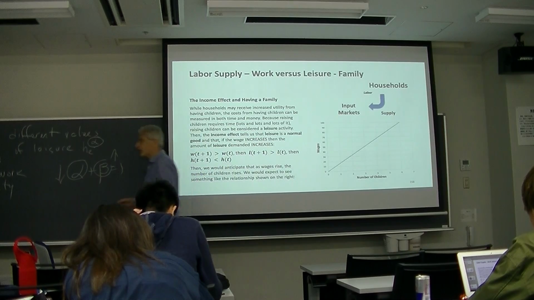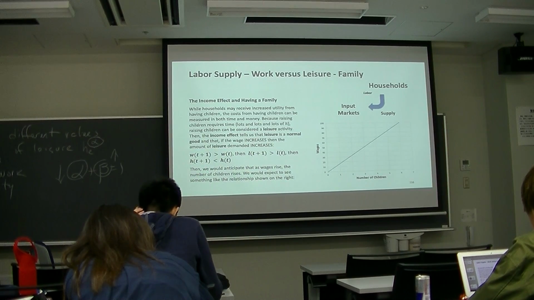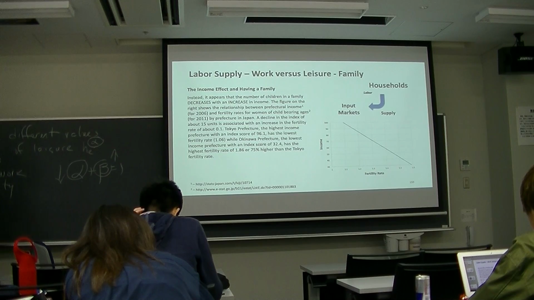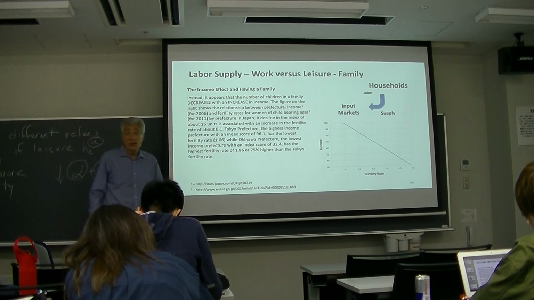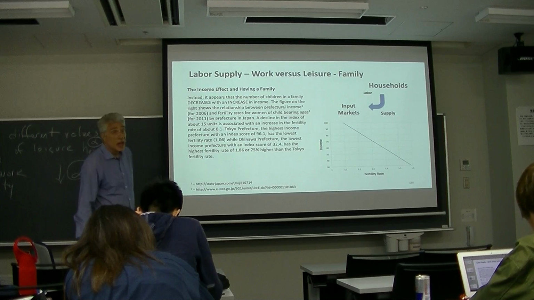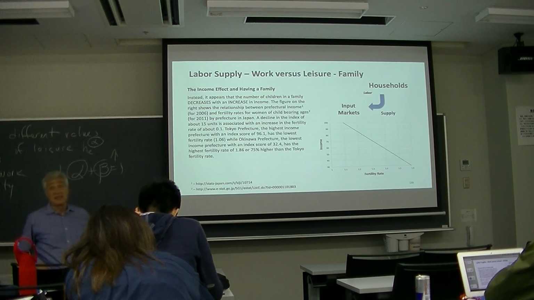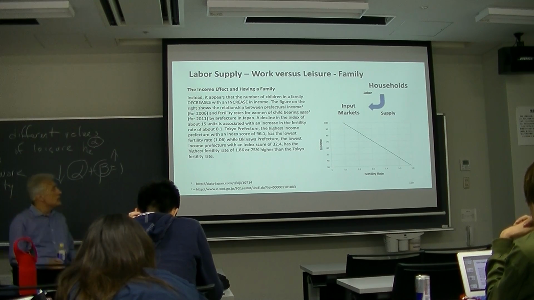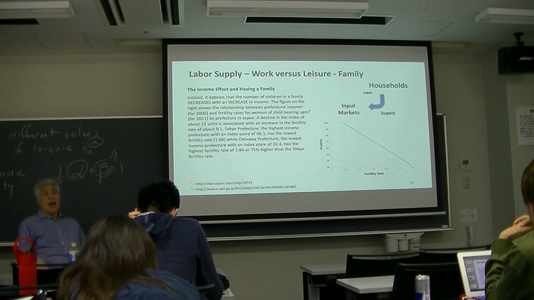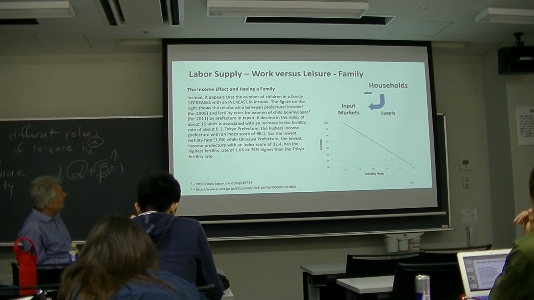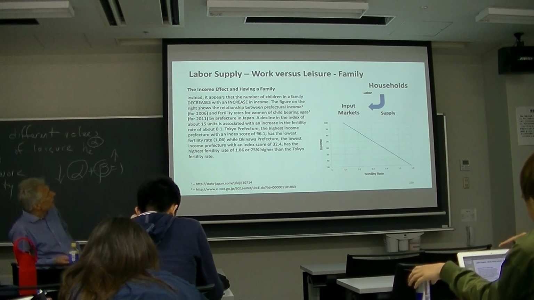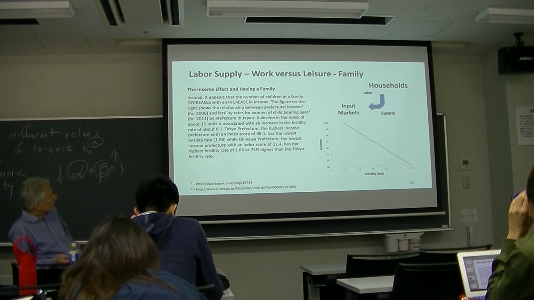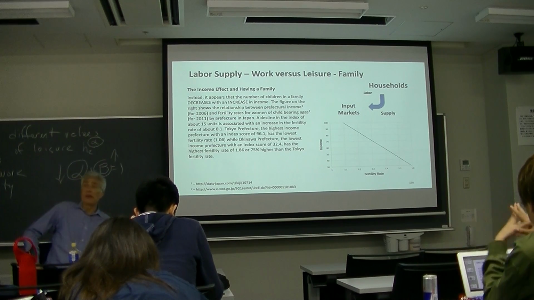But what's interesting is when we look at the real world, the real world is more complicated. The number of children in a family actually appears to decrease with income. That's not controlling for place. That is when you look at the data for a particular place. What I've done here is collect data on fertility rates for women of childbearing ages by prefecture, and I looked at prefectural average income.